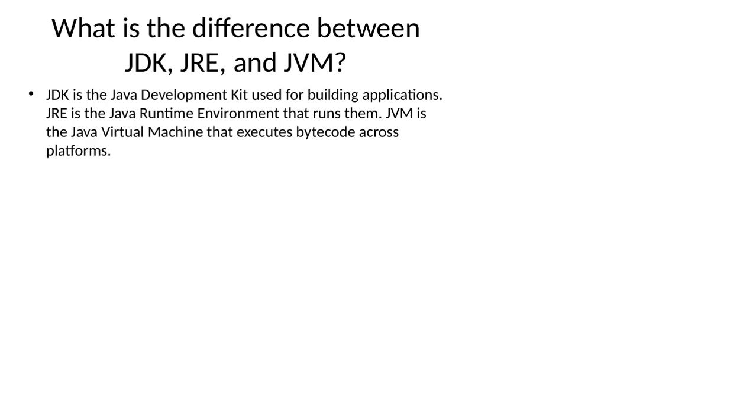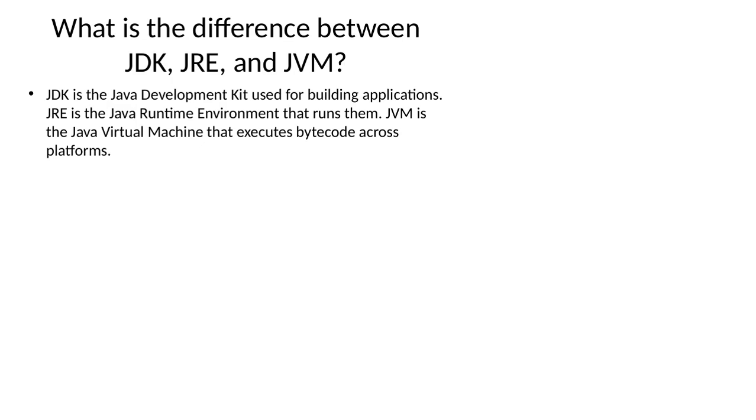The JDK, JRE, and JVM are closely related but serve different roles in Java programming. The JDK, or Java Development Kit, is what developers use to create Java applications. It includes tools like the compiler and debugger. The JRE, or Java Runtime Environment, is what you need to run Java programs. It provides the libraries and components that the application relies on to execute.